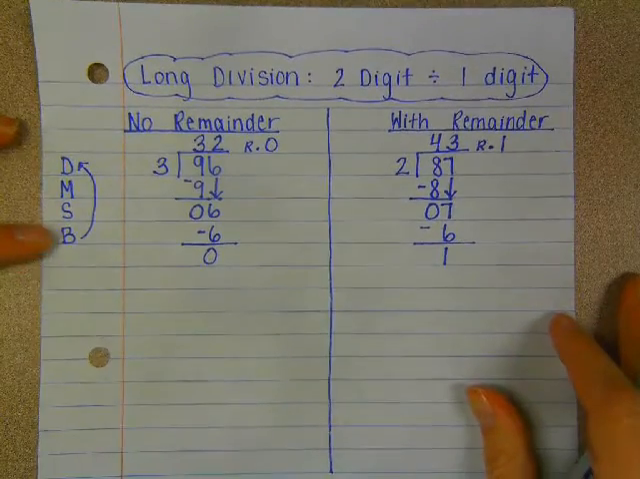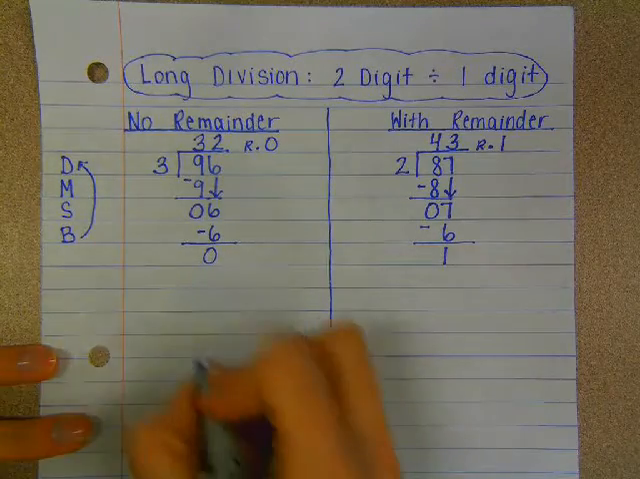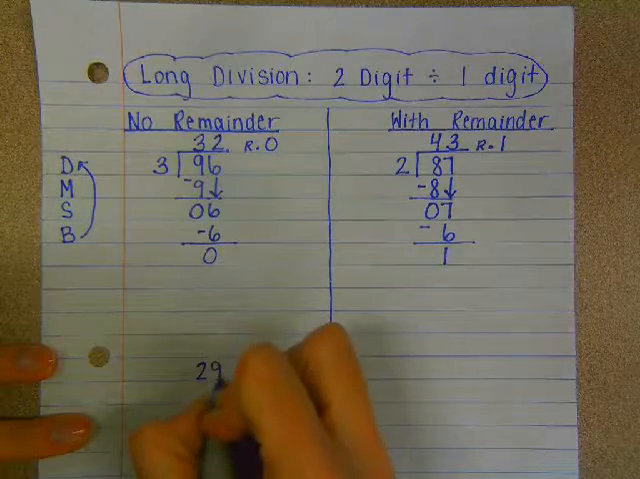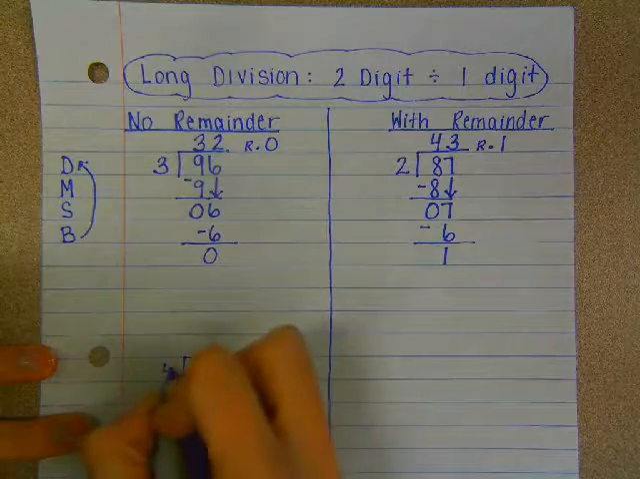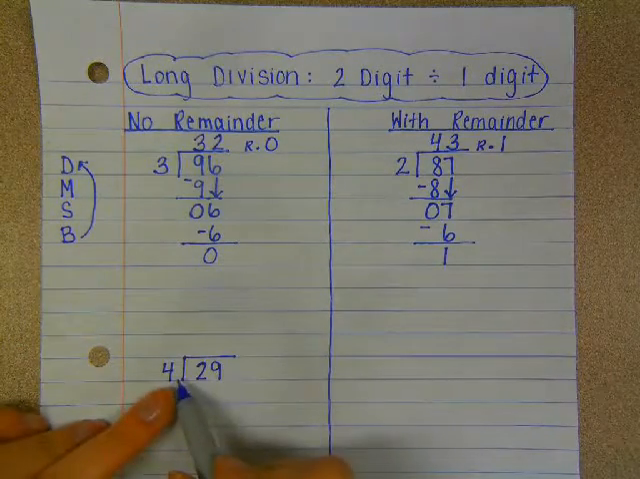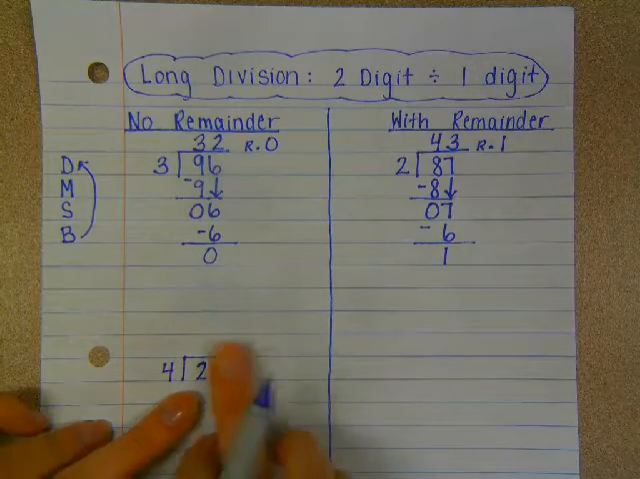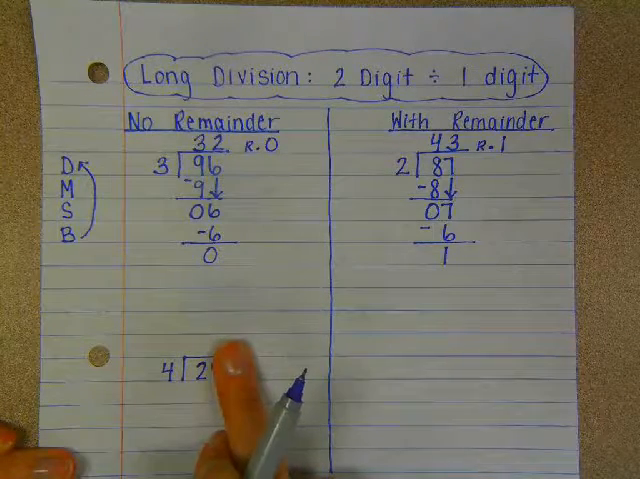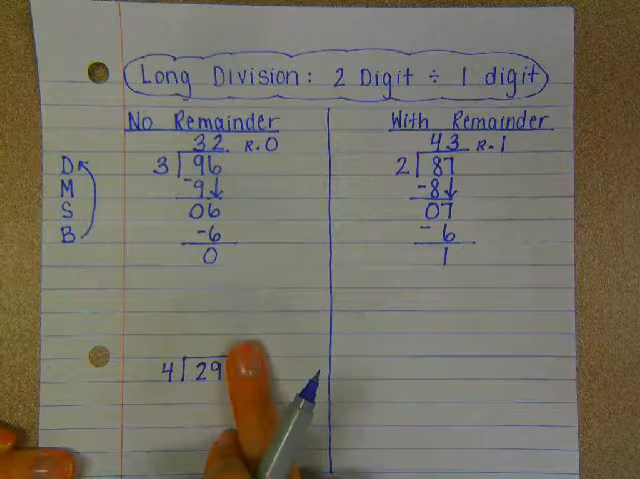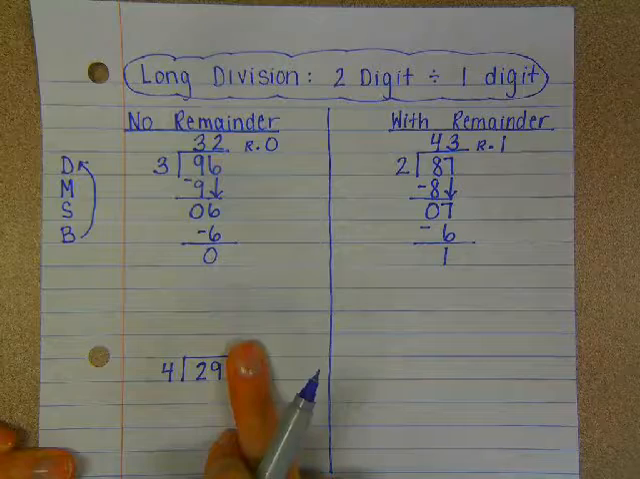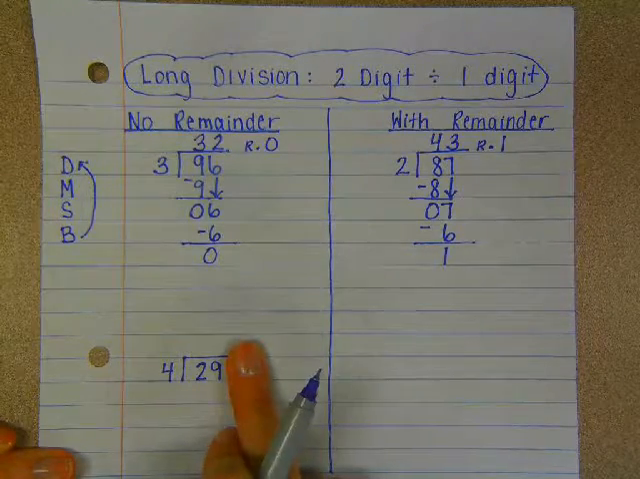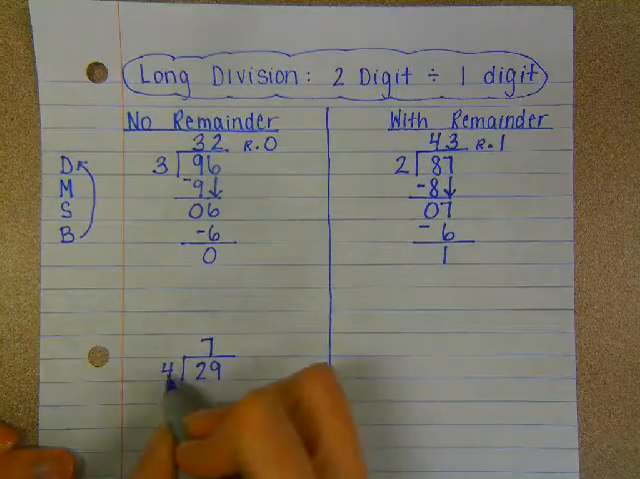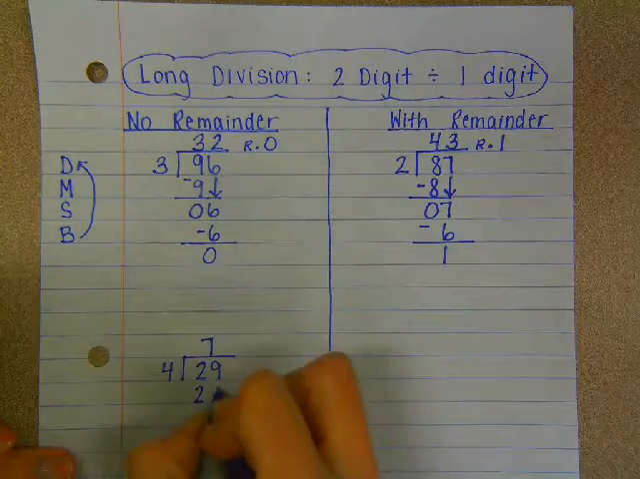When you're doing 2-digit divided by 1 digit, if your first step has a problem such as this, if I have 29 divided by 4, my first step would be to ask myself, how many times can 4 go into 2? Well, I know that 4 cannot go into 2 because 4 is bigger than 2. So I need to move to my next digit, and I need to ask myself, how many times can 4 go into 29 without going over? I know that 4 can go into 29 7 times without going over, because 4 times 7 is 28.